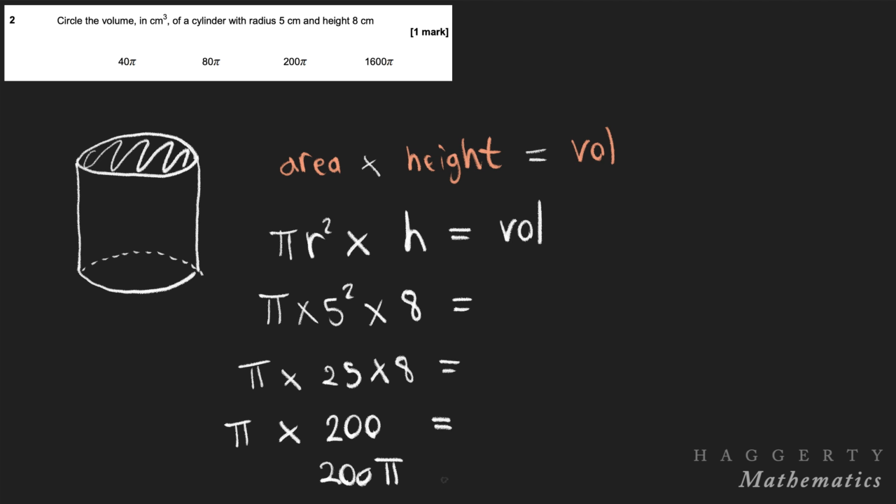And that's our volume. The unit for that would be centimeters cubed, because this 5 here was centimeters, and we've squared that, so that would be centimeters squared, and then we're multiplying that by the 8, which is also centimeters. Centimeters squared times centimeters will give us centimeters cubed as the final unit.